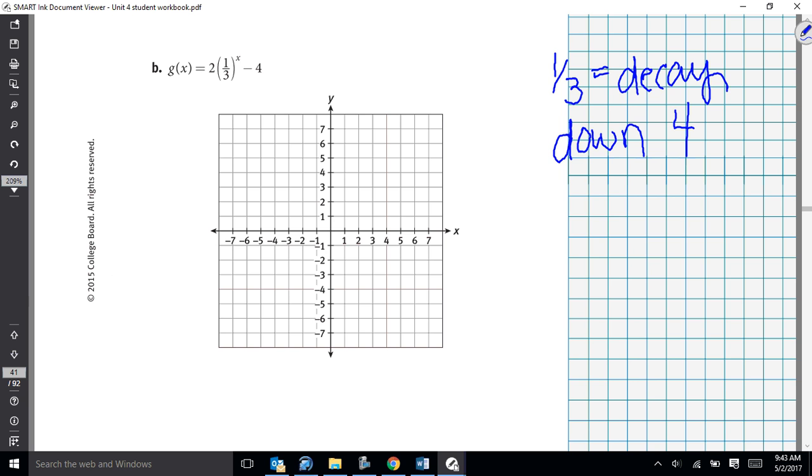And then we have a multiplier on this. So we have an a term. So what are we going to do to all of our terms? Multiply by 2.